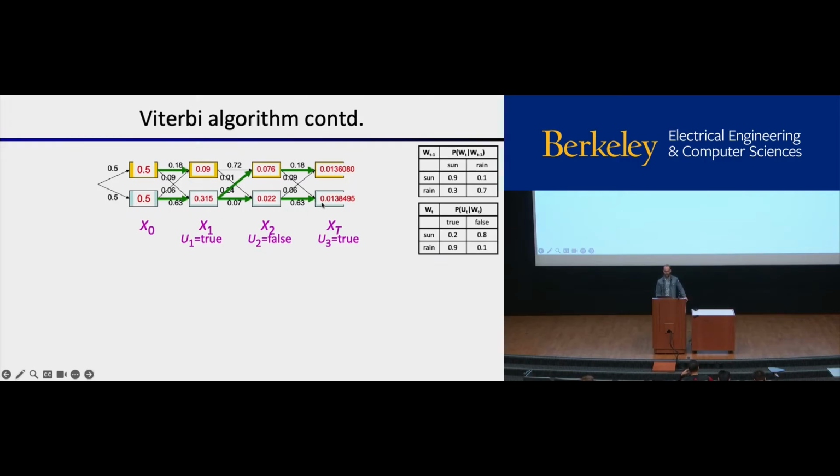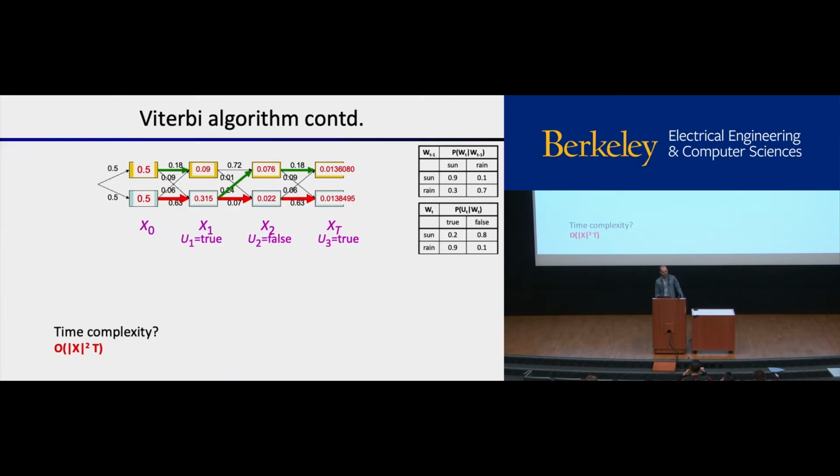So think about what this means for a second. The most likely explanation for umbrella, no umbrella, umbrella was that it was raining all 3 days, but he forgot his umbrella in the middle, rather than rainy, sunny, rainy, or rainy, sunny, sunny, because we know something about the fact that weather tends to persist. So it's using that knowledge to come up with a better estimate of what's going on.